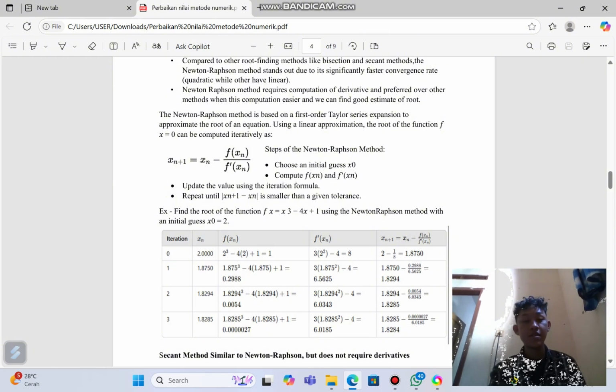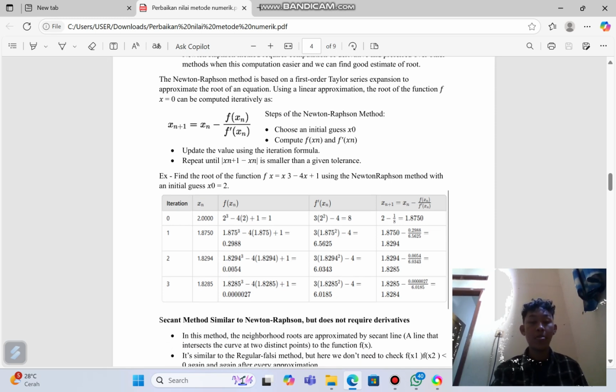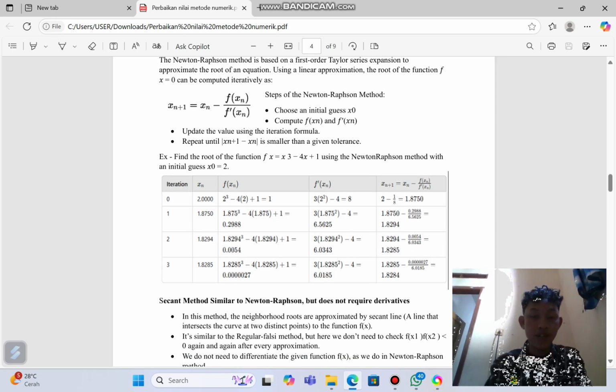The Newton-Raphson method is based on a first-order Taylor series expansion to approximate the root of an equation. Using a linear approximation, the root of the function f(x) equal to 0 can be computed iteratively, and the formula is x_{n+1} equal to x_n minus f(x_n) divided by f'(x_n).